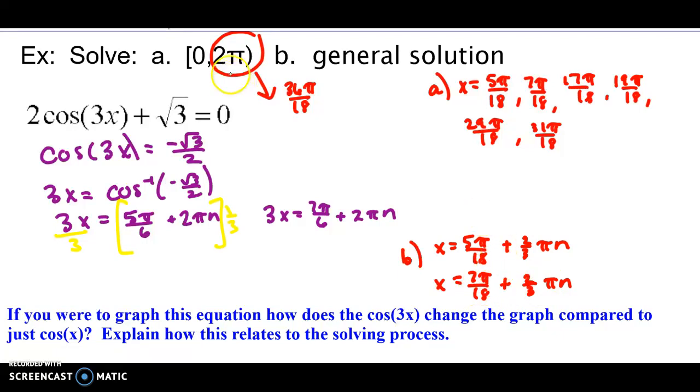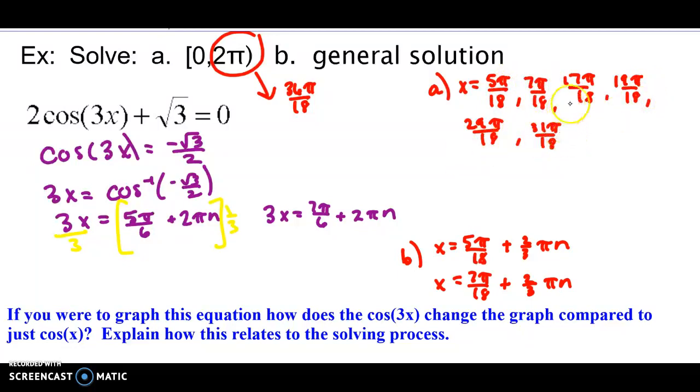But then if I want my solutions just between 0 and 2 pi, well, because these are in terms of pi 18ths, I figured out 2 pi is 36 pi 18ths. So I want to figure out all of my possible answers between 0 and 36 pi 18ths. So I just keep adding these intervals here. So I have 5 pi 18ths, 7 pi 18ths, 17 pi 18ths, 19 pi 18ths, 29 pi 18ths, and then 31 pi 18ths.